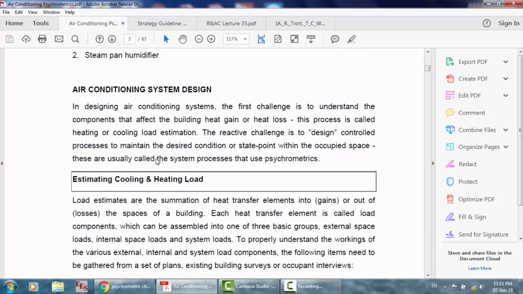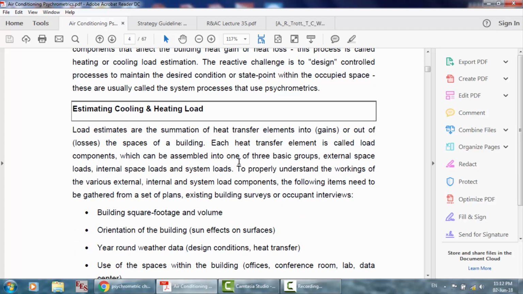Here we have the air conditioning system design. In designing an air conditioning system, the first challenge is to understand the components that affect the building heat gain or heat loss. This process is called heating or cooling load estimation. So the second challenge is to design controlled processes to maintain the desired condition or state point within the occupied space. These are usually called the system processes that use psychrometrics.